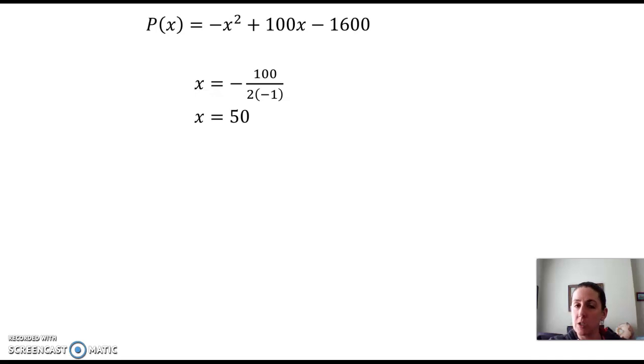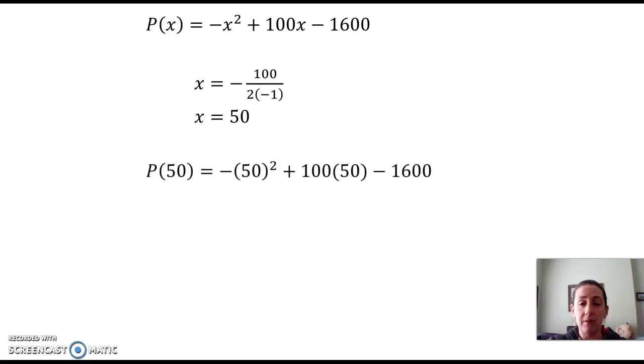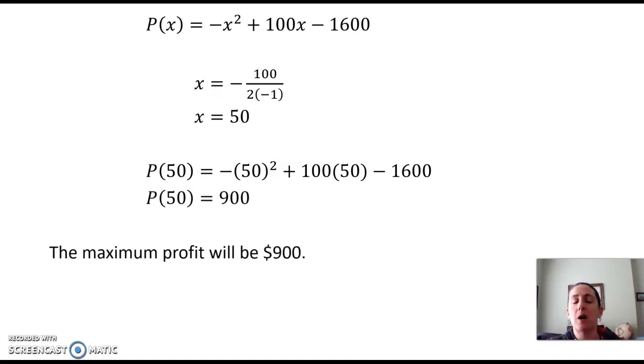But that's not what the question asked for. It said, what is the maximum profit? So I know how many I need, 50. I'll plug that back into my profit function to get 900, and we will see that our maximum profit will be $900.